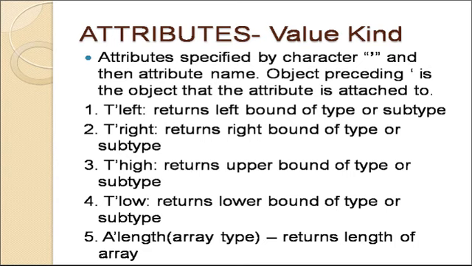T tick left will return the left bound of the type or subtype. Quite obviously, you will operate this particular attribute on a type. Then T tick right will return the right bound, T tick high will return the upper bound of the type, T tick low will give you the lower bound of the type, and length will return the length of an array.